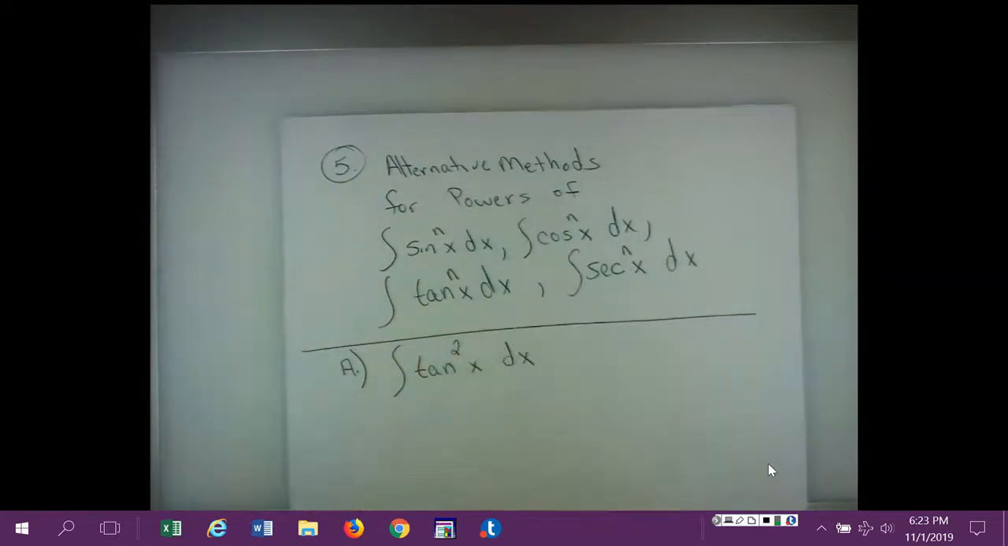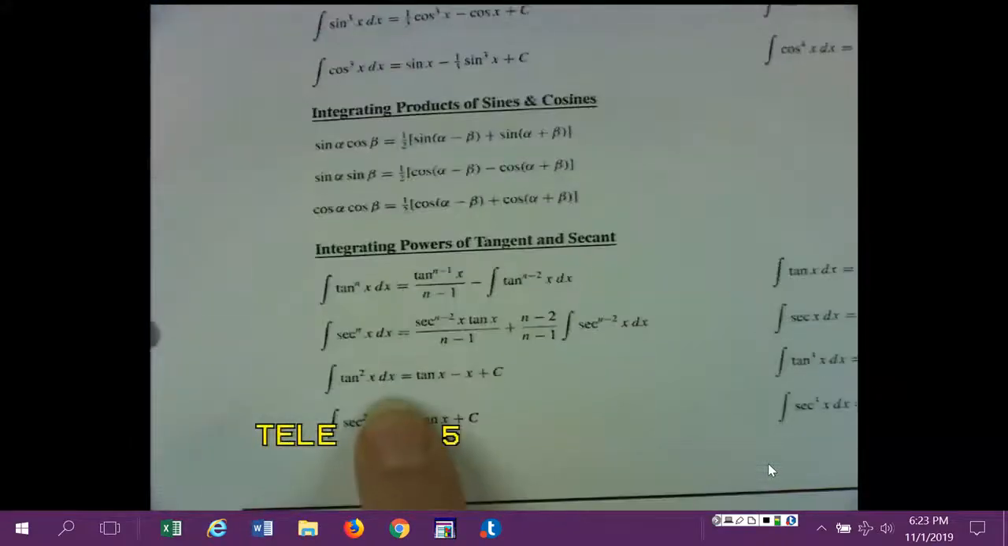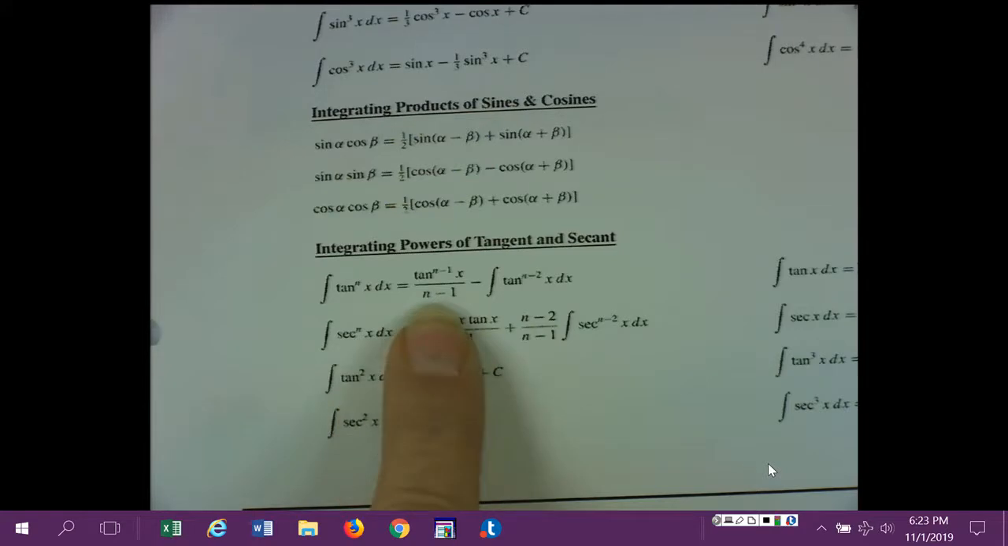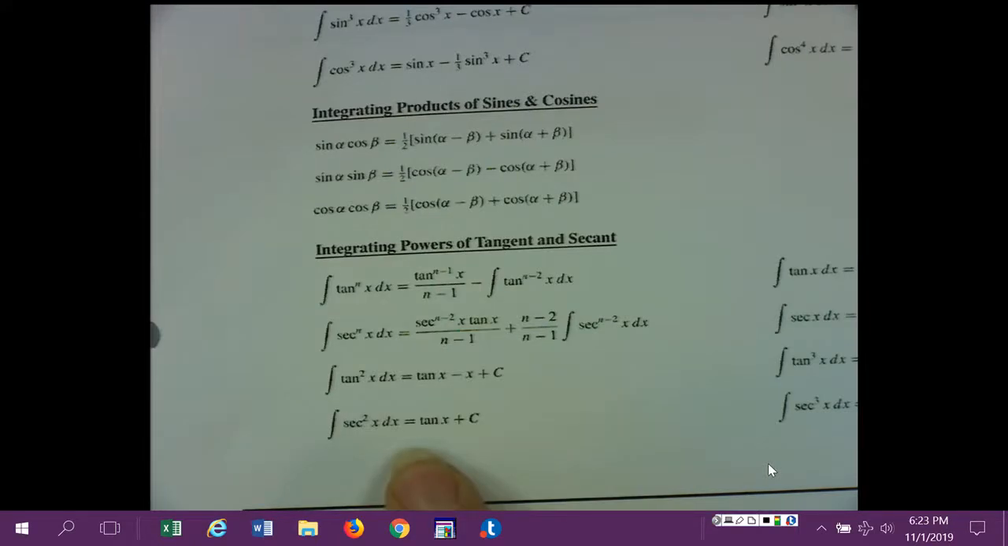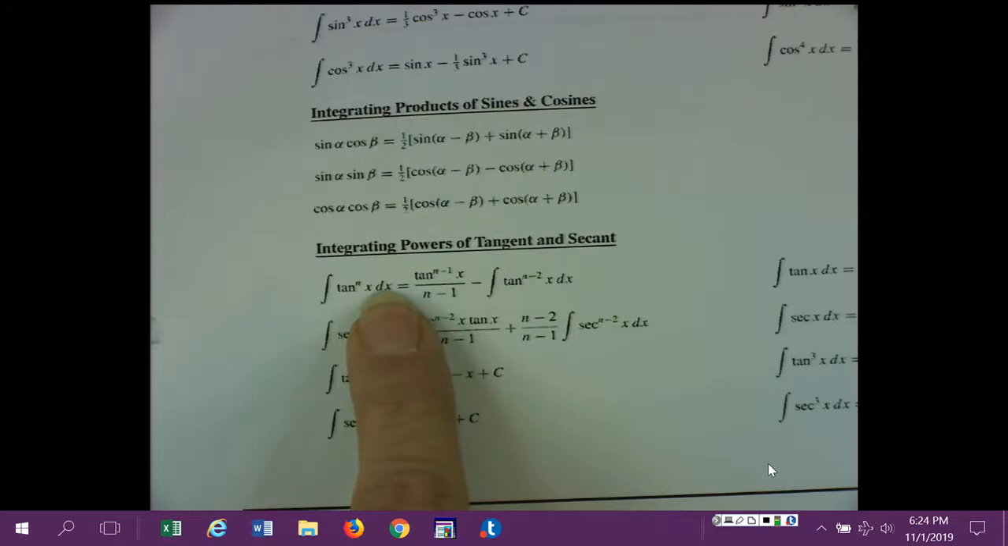And if you go to the formula sheet, they say, and we used this in this video already, that it's tangent x minus x plus c. You can use the reduction formula to derive that by putting in n equals 2. And I can do that, and I probably should do that first. But that's really not an alternative method. Then I can show you what they mean by alternative method that helps you to avoid this particular reduction formula.